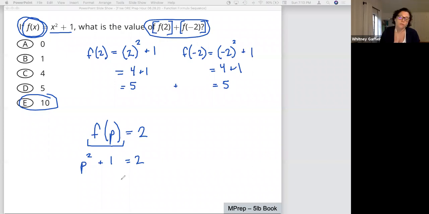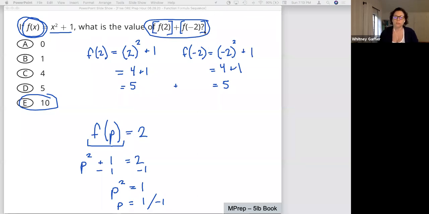I'd subtract a 1 from both sides. I would get that P squared is equal to 1. And then what numbers, when I square them, are equal to 1? P equals 1 or -1. Right? I'd want to remember both signs. So in this case, P could be either 1 or -1. Either one. Okay, cool. So this is really the way we would start to think about complicating.